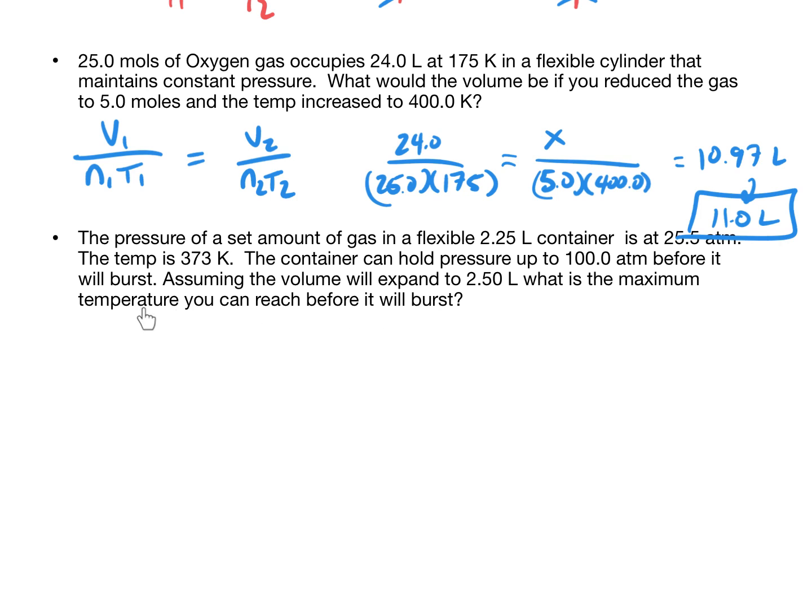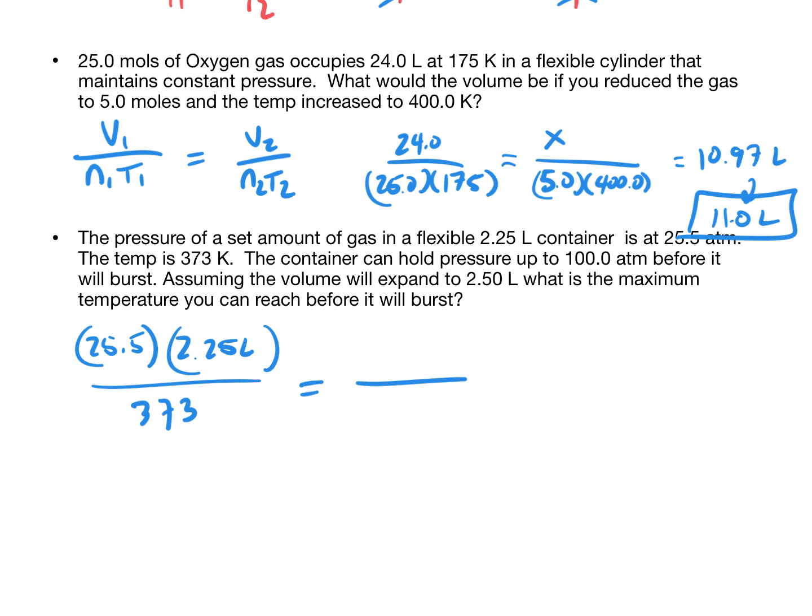So this time I'm solving for a temperature. So I start with the 2.25 liters, and its pressure is 25.5 atmospheres. So that's my P1 and my V1. And I'm going to set that over T1, which is 373. Now set that equal to, it says it can hold up to a pressure of 100 atmospheres before it will burst. Assuming the volume can expand to 2.50 liters, solve for X.